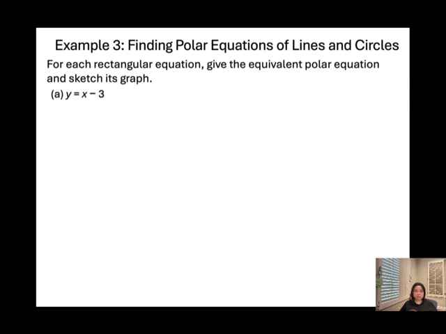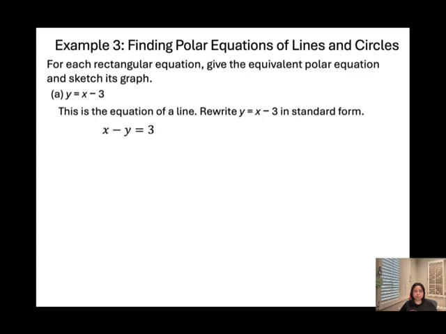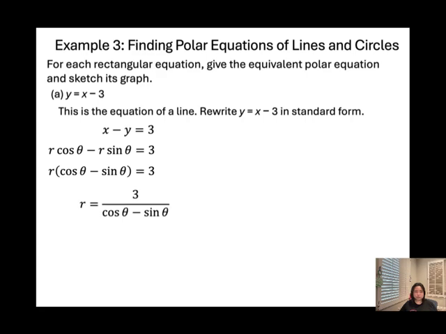Example 3. Y equal to x minus 3. This is going to be the straight line. So we try to convert it to the polar equation and then we want to sketch its graph. So we could rewrite it like x minus y equal to 3. And then you guys remember what is your x equal to? What is your y equal to? Plug it in. Factor out the r. And then r will be equal to 3 over cosine theta minus sine theta. So this is the polar equation, equivalent to your y equal to x minus 3.